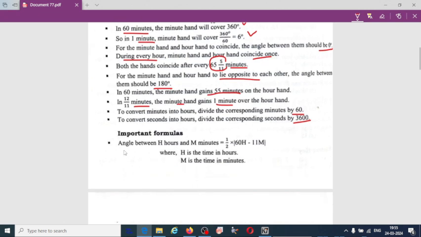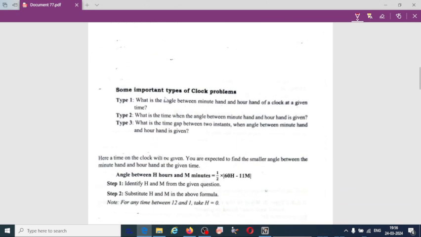Many of the questions have been asked on angle between hour and minute hand. So this is the very important formula so that you can quickly solve the given problem: 1 divided by 2 into 60 H minus 11 M. So H is hour, M is minutes.